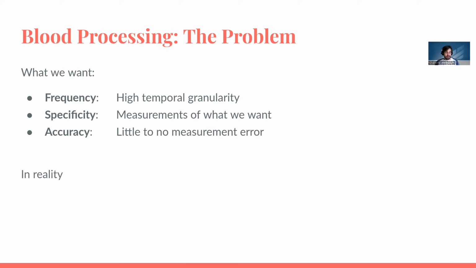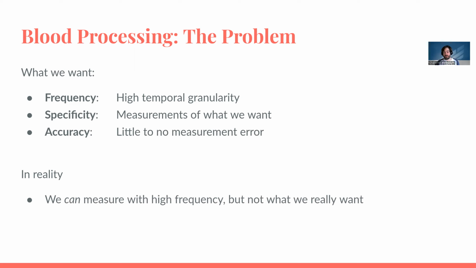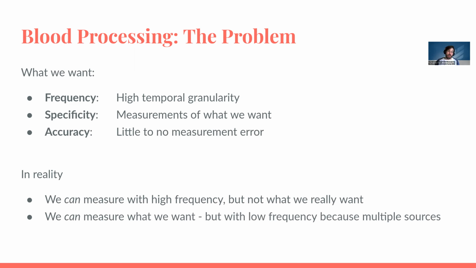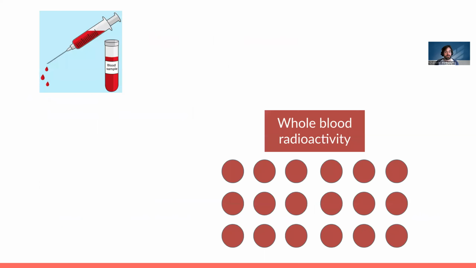However, in reality, we can measure with high frequency, but not what we really want. We can measure what we really want, but with low frequency, because we have to record data from multiple sources. And because of these multiple sources, we have errors in each of those sources. So we have to do some processing to actually get our data to look the way that we want it to.